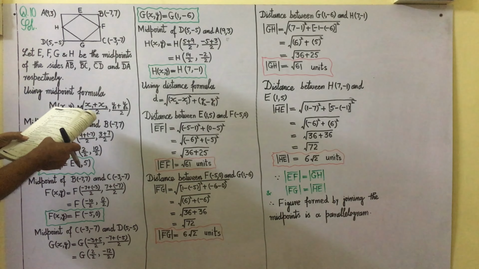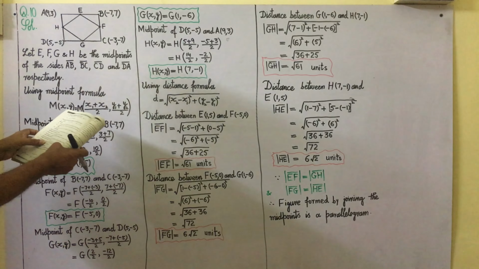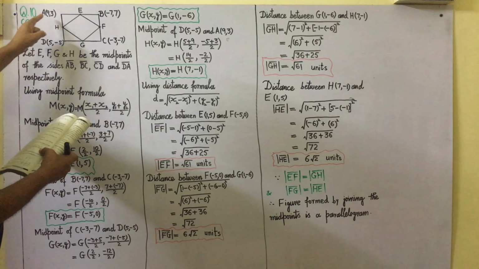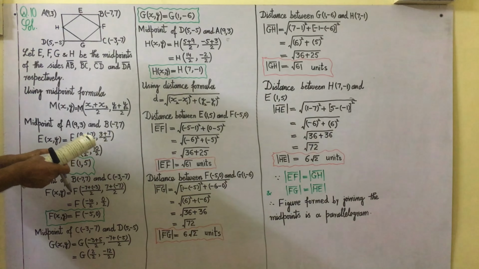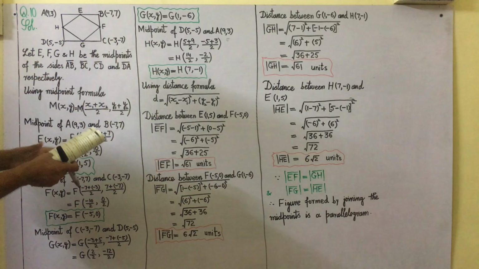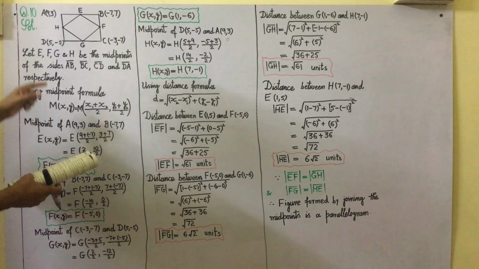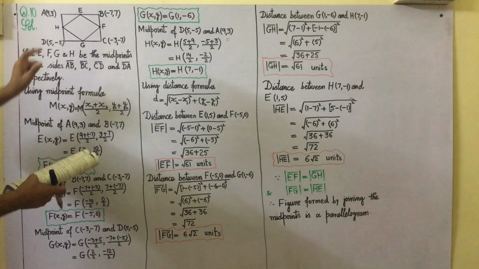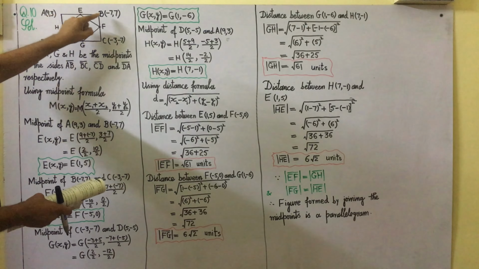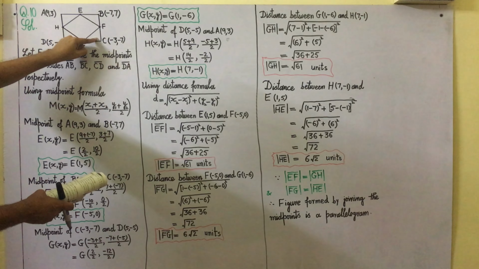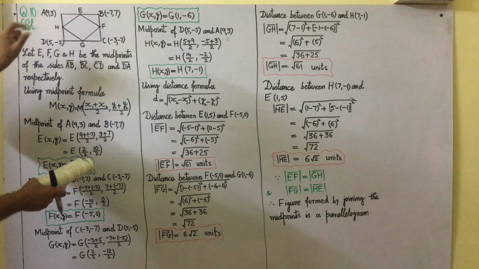Question 10. A quadrilateral has the points A (9, 3), B (-7, 7), C (-3, -7), and D (5, -5) as its 4 vertices. Find the midpoints of its sides. Midpoint of AB is E, midpoint of BC is F, midpoint of CD is G, midpoint of DA is H.